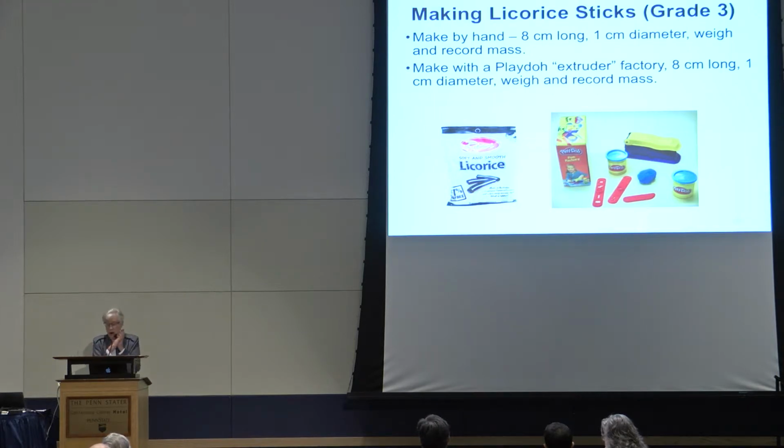We're going to make them by hand, 8 centimeters long and 1 centimeter in diameter, and we're going to weigh them and record the mass. Now, in grade 3, that's a lot. We're really reinforcing the measurement, the mass. There's all the mass in this, and the weighing. Many of them were not good at the weighing, but they were learning. Then do the same thing with the extruder and measure them, make sure that there's centimeter width, and record the mass. So doing this twice.